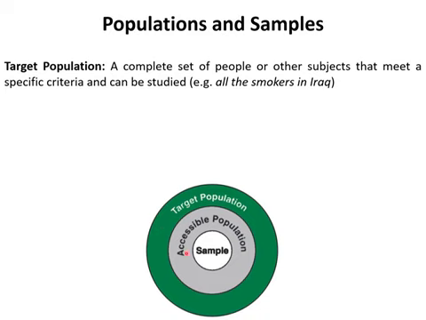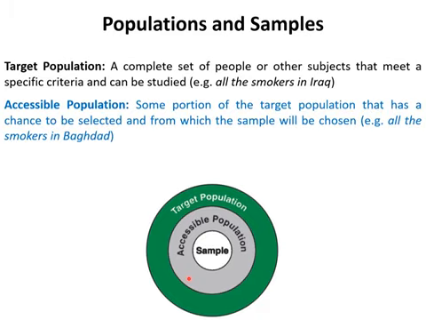So you need to go to the accessible population, which is some portion of the target population, but has a chance to be selected and from which your sample can be chosen. For the same example, the accessible population will be all the smokers in Baghdad. So you can see that this accessible population will be easily accessed when compared to the target population.